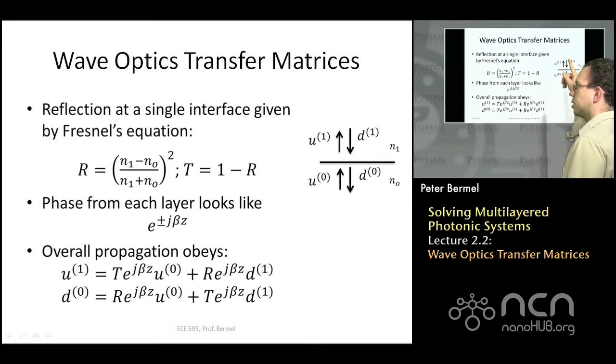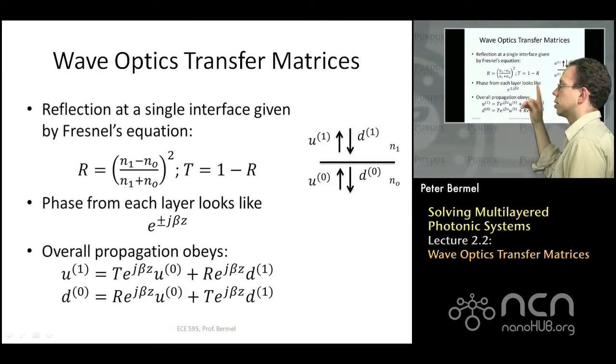We have an incident wave from above, which we call D1 because it's going down. Then we have another incident wave from below that's going up, so we call it U0. The upper indices are associated with which layer you're in, and the letter up or down just tells you whether the wave is going up or down, not where it's come from, but where it's going to.